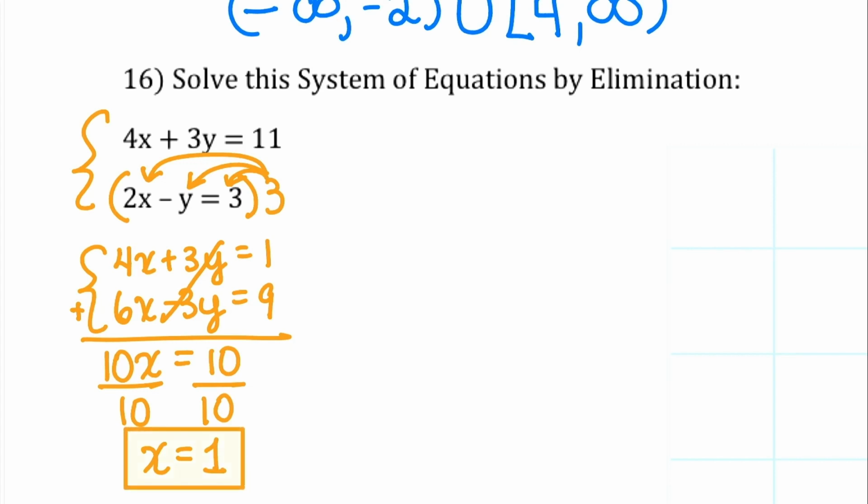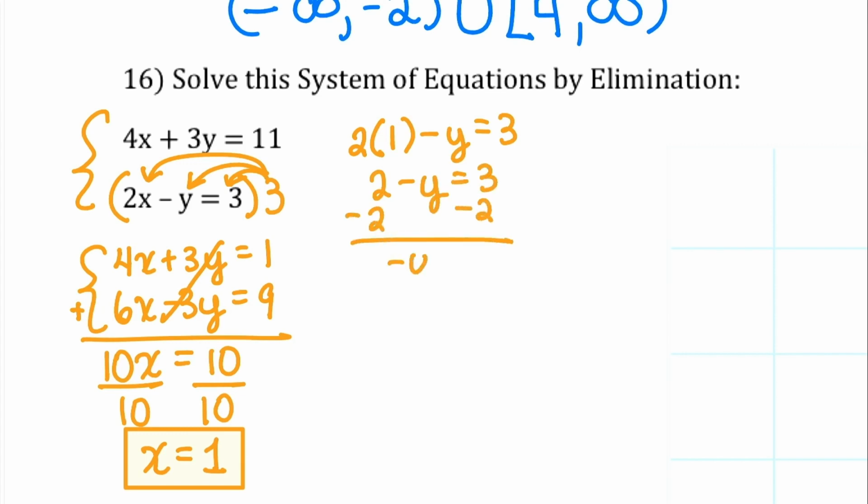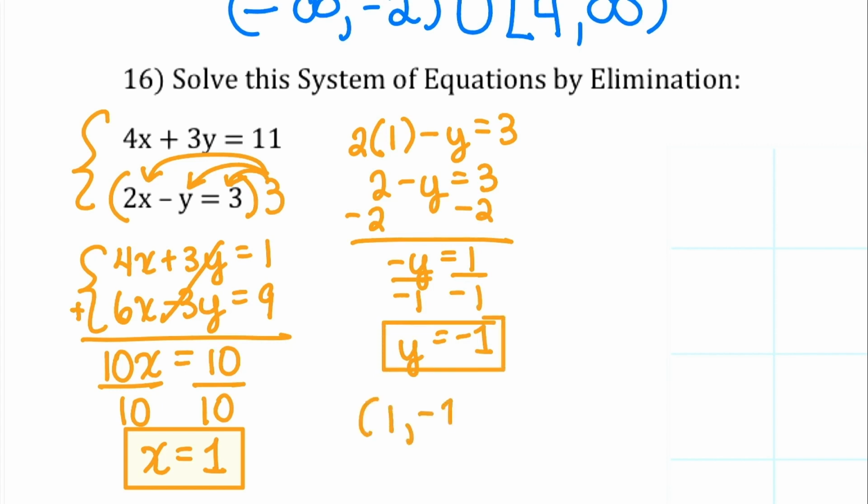Now to solve for y, we would just go back and plug in 1 into either equation. It doesn't matter which one, and we'll just solve it. So our solution is going to be y equals -1. You also can write it like this too.